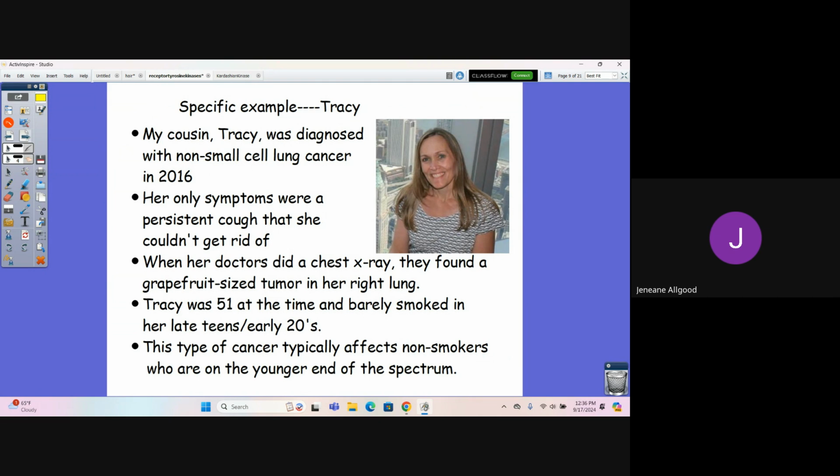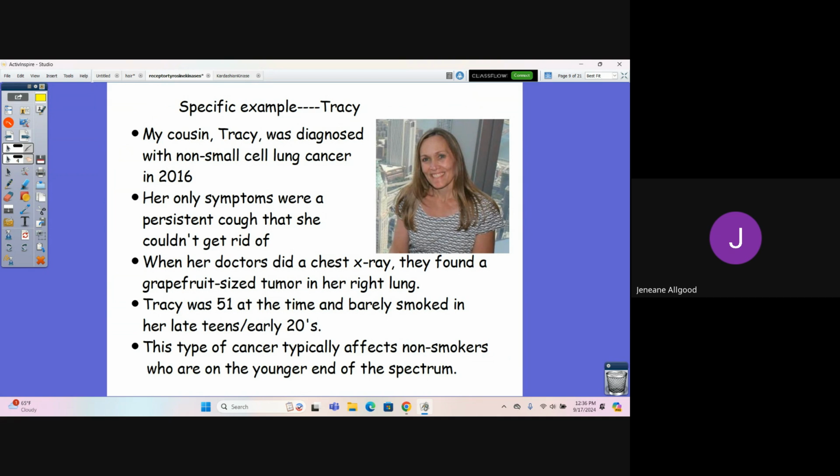So my cousin Tracy was diagnosed with non-small cell lung cancer in 2016. Her only symptoms were a persistent cough that she couldn't get rid of. And you know, a lot of people are getting sick right now, and so a lot of us have a cough or congestion. That's really all she had. It was just this cough that wouldn't go away.